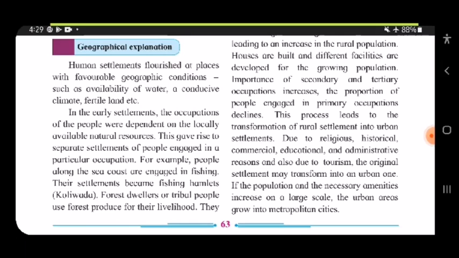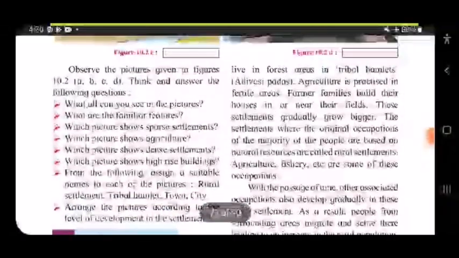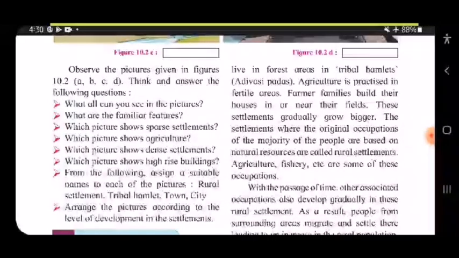Forest dwellers or tribal people use forest produce for their livelihood. They live in forest areas, in tribal hamlets. Agriculture is practiced in fertile areas. Where the land is good, there they grow crops. Farmers' families build their houses in or near their fields.